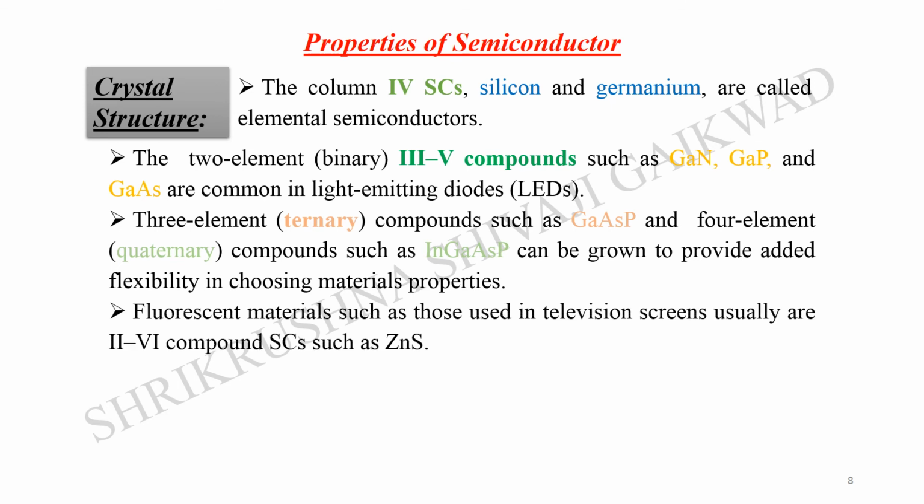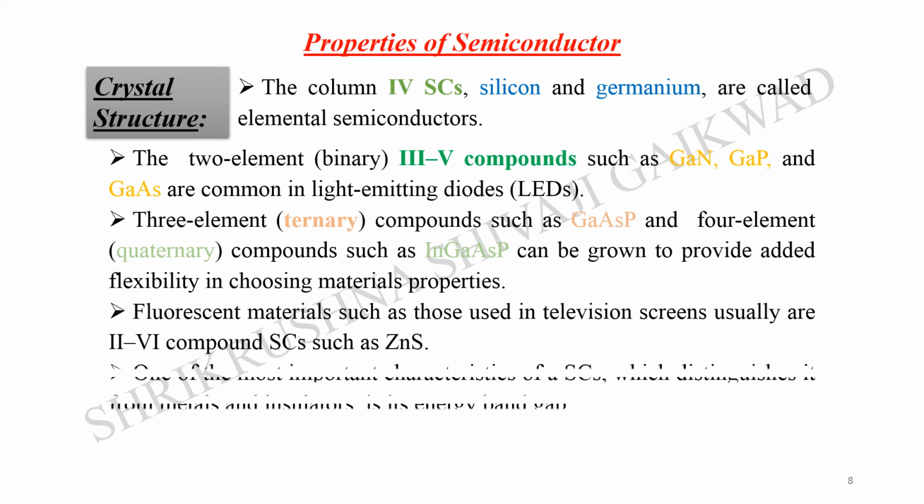Now if we require fluorescent materials in some applications, which are generally used in television screens, they are chosen from the second and sixth group compounds, such as ZnS. Zinc sulfide is one of the materials, where you can get the fluorescent material by choosing elements from group 2 and group 6.